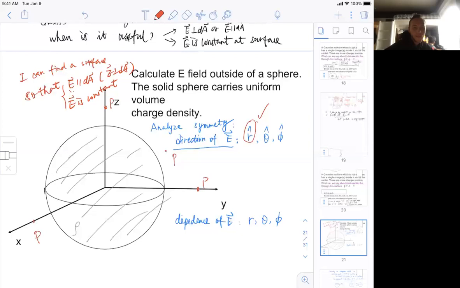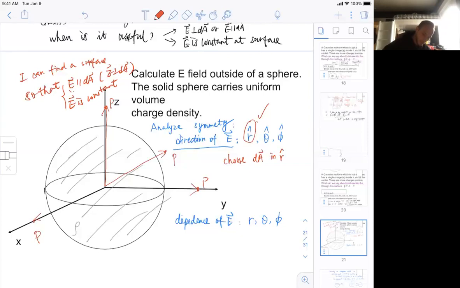You can call that Z previously, and now you can call that R direction, right? Whether it is here, or if your P is here, or here, or here, no matter where you are, you realize, oh, it is actually an R hat direction. So that is our direction of E, which means we want to choose a surface so that the dA is also in the R hat direction. So that indicates you want a spherical Gaussian surface.